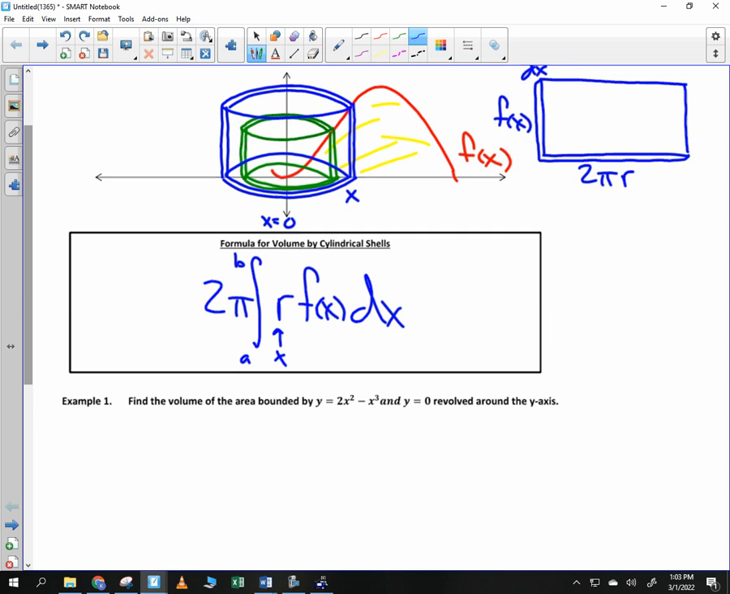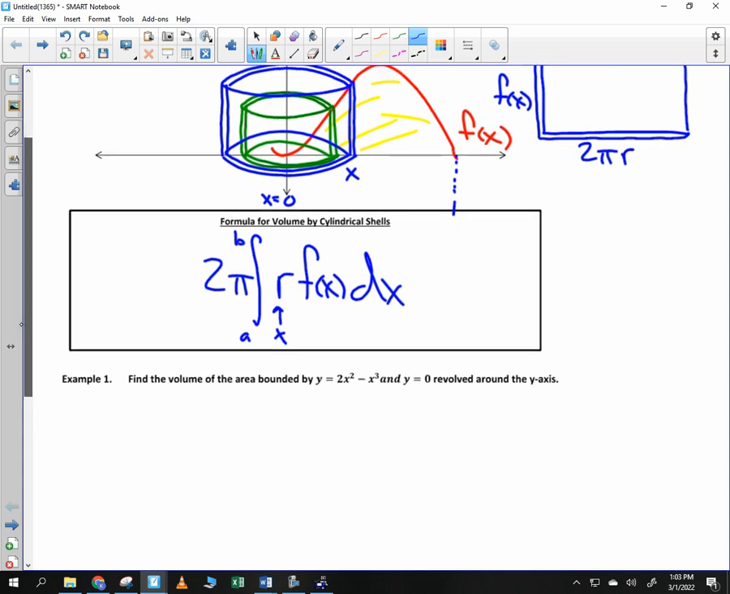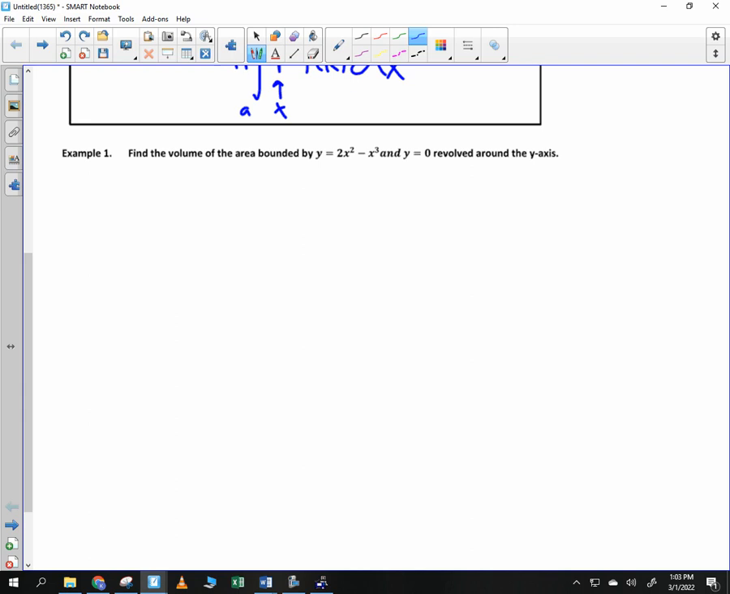Since you asked, I'll go there. Suppose we were rotating it this way. Suppose we were rotating it around 1. Then it would be 1 minus x. It's the right minus the left. See that? All right, let's try a basic problem.